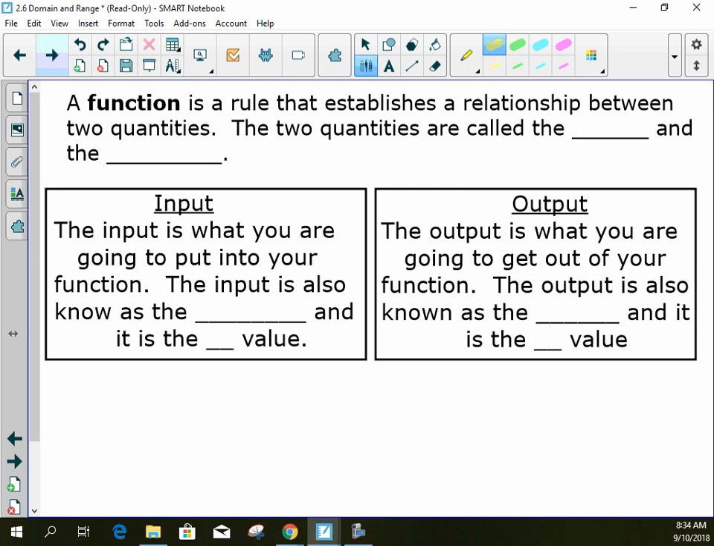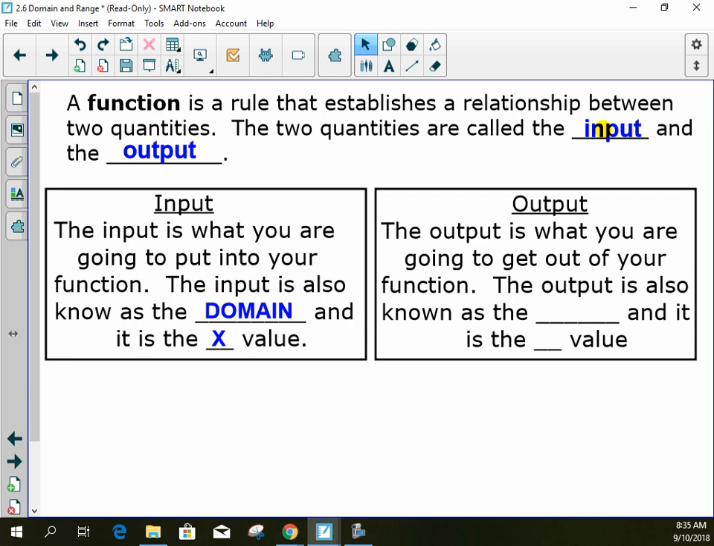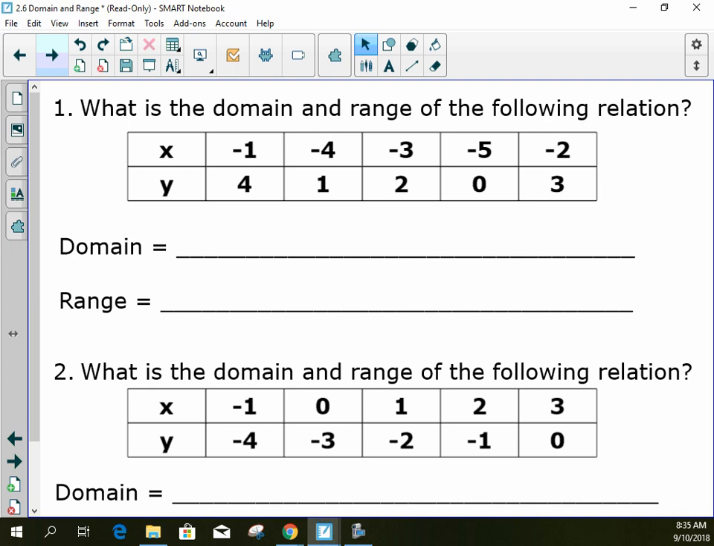A function is a rule that establishes a relationship between two quantities. The two quantities are called the, hello, the input and the output. We've already talked about this, haven't we? Yes. The input is what you put into your function. The input is known as domain. It is also your x. The output is what you get out of the function. The output is known as the range, and it is the y. Easy breezy. What is the domain and the range? Domain is your what value?